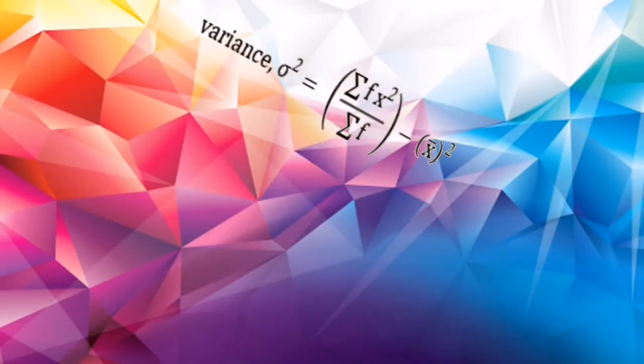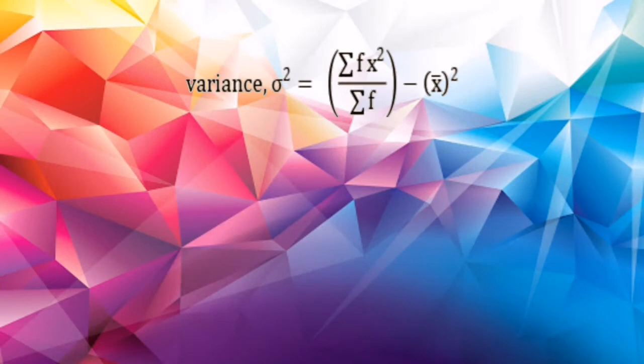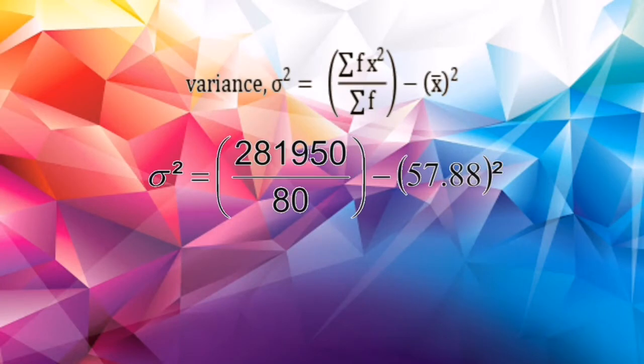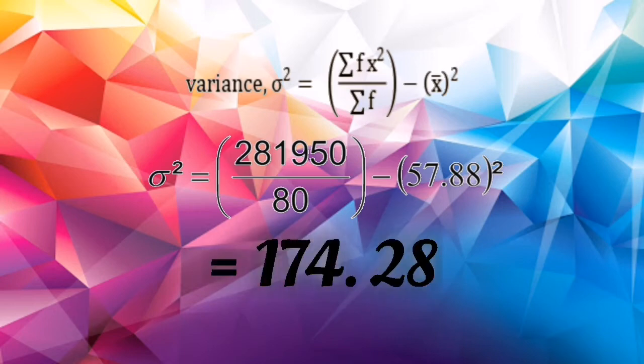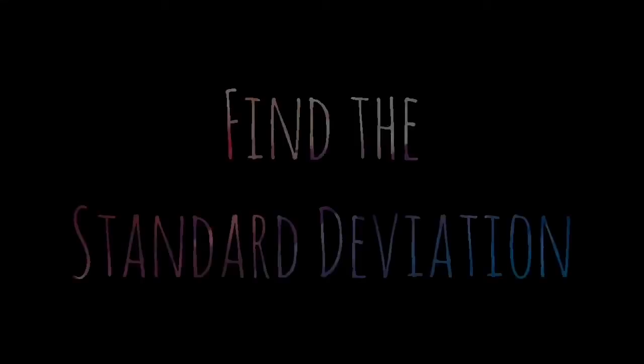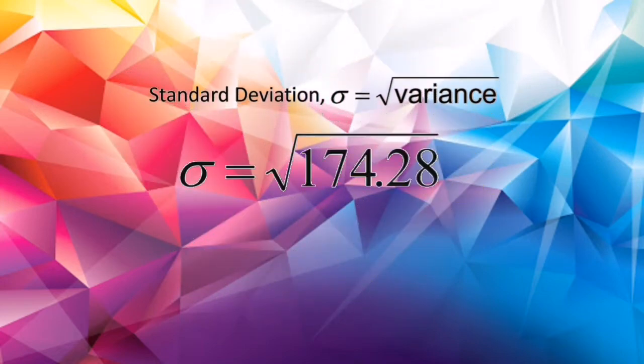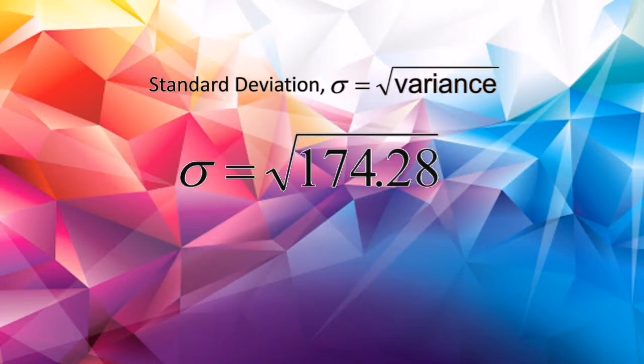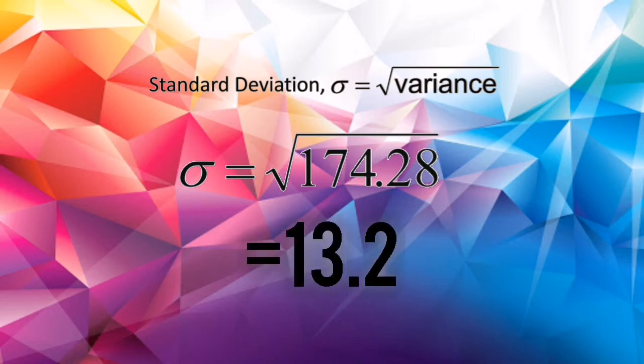We put all the data into the variance formula. It results in 281,950 divided by 80 minus 57.88 squared, and the total is 174.28. And the last one for question 3, we need to find the standard deviation. Standard deviation is sigma equal to the square root of variance. So, in this question, the square root of 170.28 totals to 13.2. That is our standard deviation.